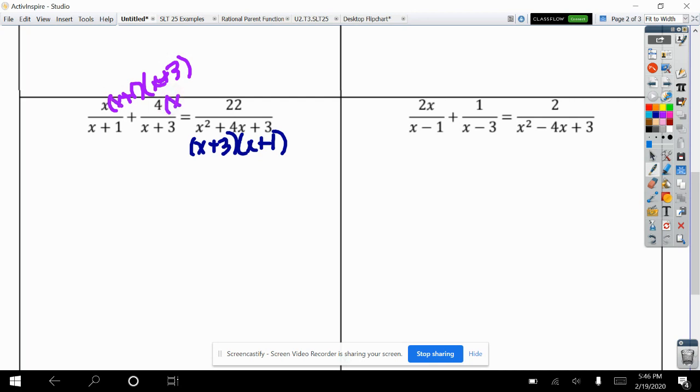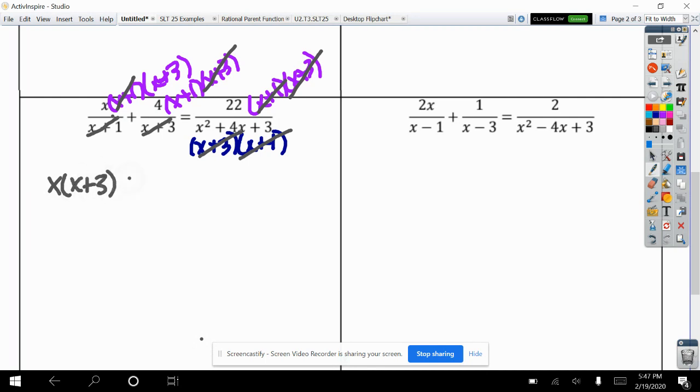This one by x plus 1 and x plus 3. And this one by x plus 1 and x plus 3. So remember, the goal here is for everything to cancel. So I see here the x plus 1's cancel. Not everything cancels, I should say. The denominator should all cancel. Here the x plus 3 cancels, and here both of them cancel. So that leaves me with x and x plus 3 in the first term, plus 4 and x plus 1 in the second term, equals 22.